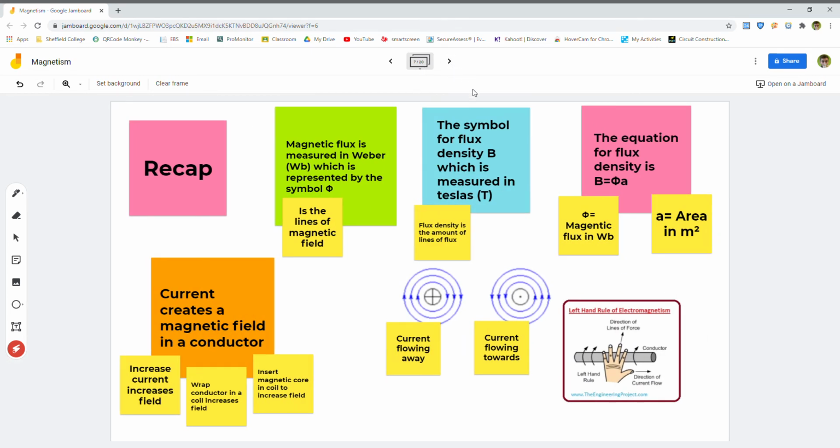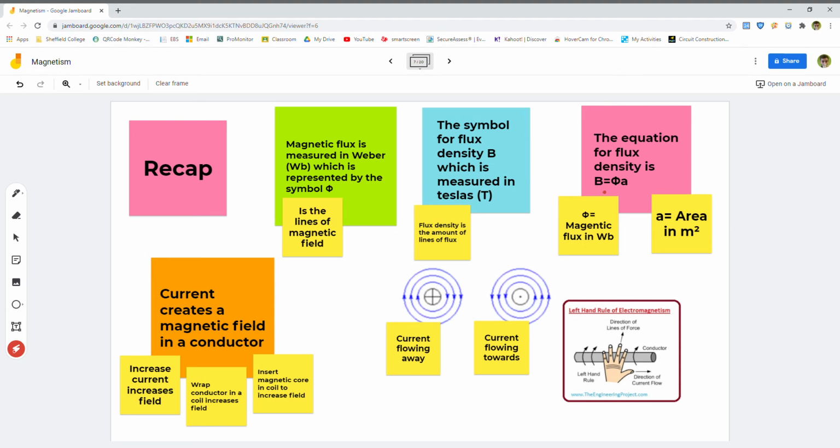So then, just to recap, magnetic flux is measured in Webers, Wb, which is represented by phi, the Greek letter, a circle with a line through it. And magnetic flux is the lines of magnetic field. The symbol for flux density is B, and it is measured in Teslas, which is a capital T. Flux density is the amount of the lines of flux. And the equation for flux density is B equals phi divided by A.